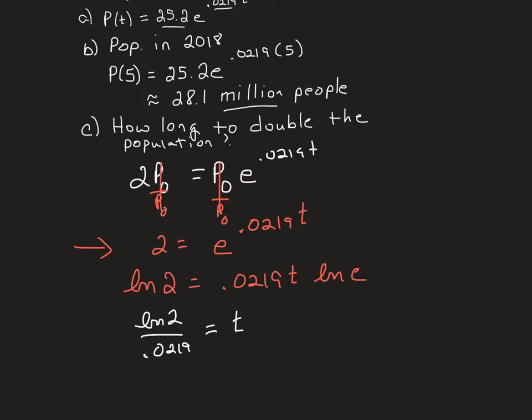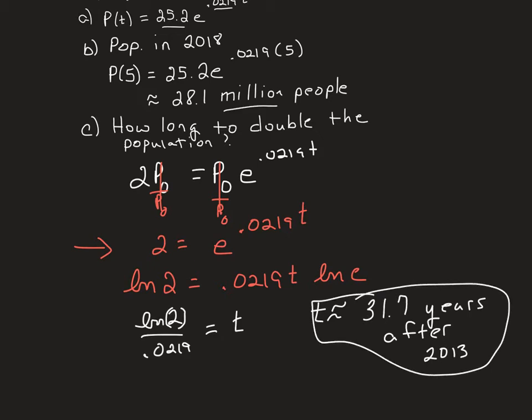Okay, plugging this into our calculator, and just a reminder, don't forget, you have to be sure that you close this parenthesis before you divide. We get that time is approximately 31.7 years after our initial year, which in this case was 2013. And you'll have several questions that are similar to this, and so just give the number of years after the initial year. So this would be the length of time it would take for the population to double.